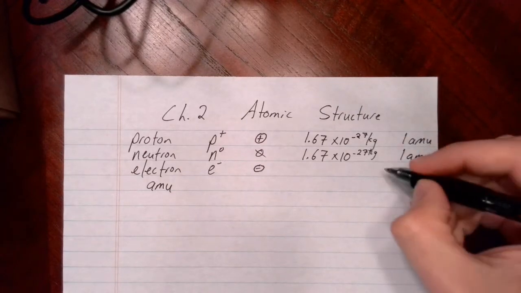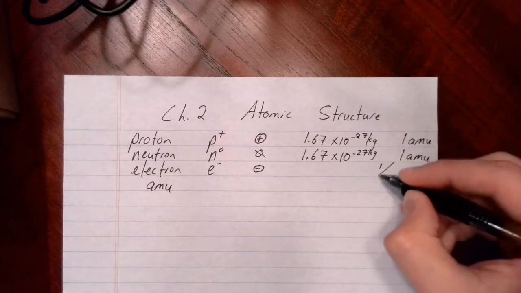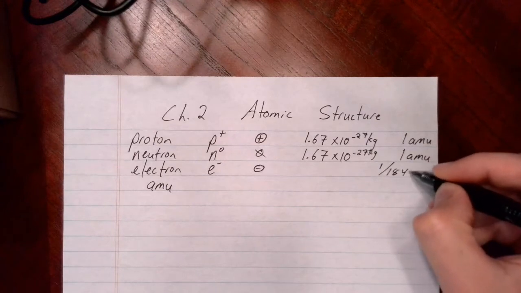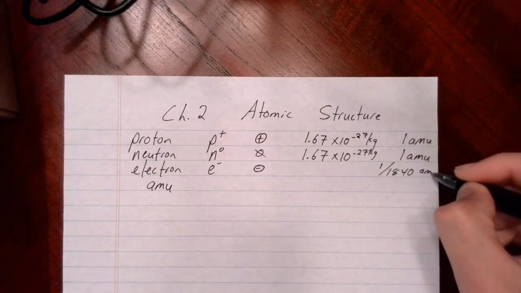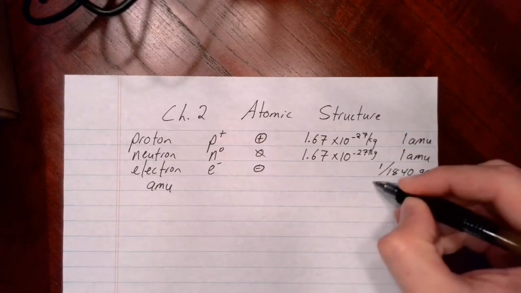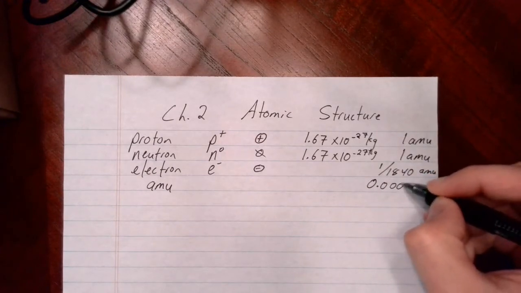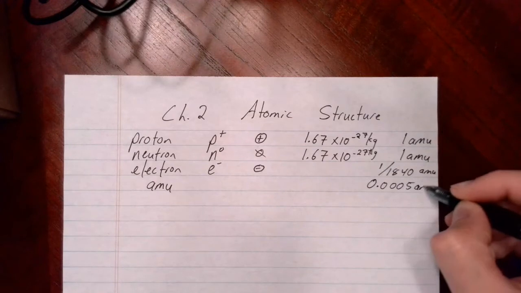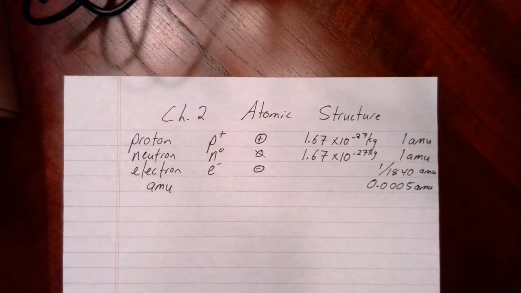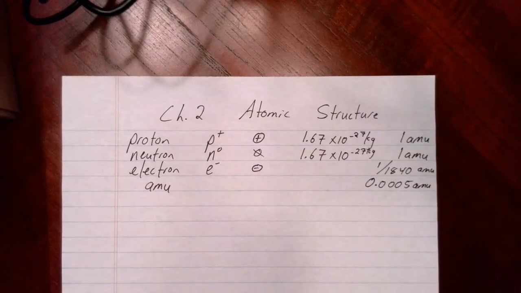The mass of an electron is so small that we often don't even consider it. The mass of an electron is around 1 over 1,840 AMU. So that corresponds to around 0.00005 AMU. So yes, electrons have a mass, but it is so small relative to protons and neutrons. When we consider the mass of an atom, we for the most part just ignore the mass of each electron.